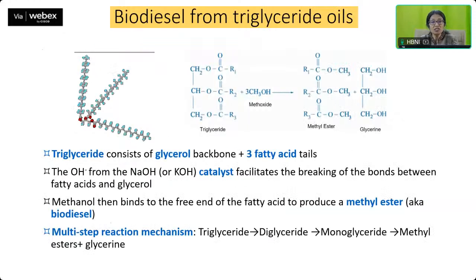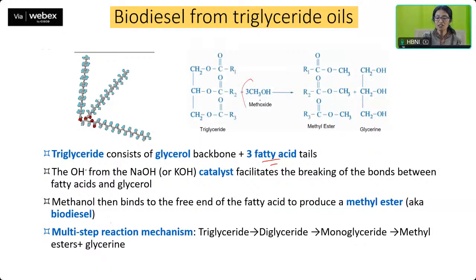So how do you get the biodiesel? Biodiesel is from the triglyceride oil. So triglyceride is what? It consists of a glycerol backbone, and it has 3 different fatty acid tails. So what happens is you're using either sodium hydroxide or potassium hydroxide as a catalyst. And when you're using this as a catalyst, the OH from the sodium hydroxide or potassium hydroxide facilitates the breaking of the bonds between the fatty acids and the glycerol.